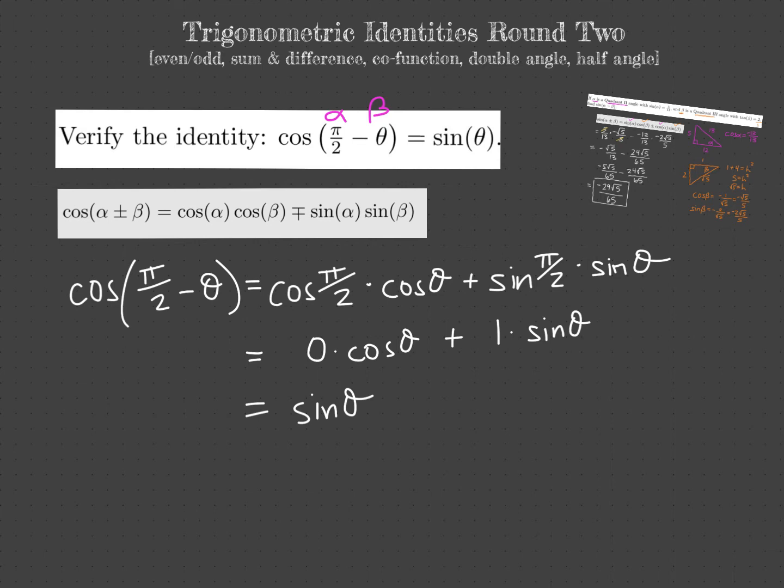So we have verified that the cosine of pi over 2 minus theta actually equals the sine of theta. This is actually one of the cofunction identities that we'll take a look at in just a moment, and they can all be verified in a similar way.